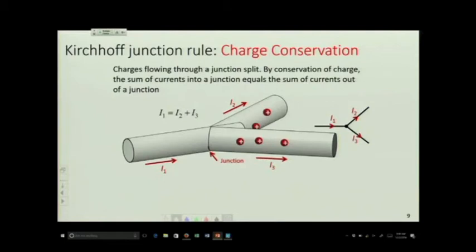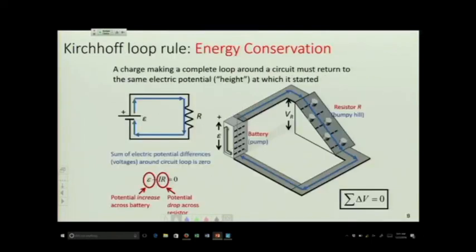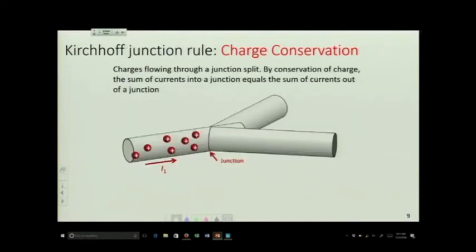Okay, now you know all of circuit theory. The sum of delta V around a closed loop is 0. Every current entering a junction is equal to the total current leaving a junction. These are collectively called Kirchhoff's circuit rules, named after the German scientist who came up with them. The previous one is called the loop rule because it applies to a closed loop. This one is called the junction rule because it applies to a point where current is coming in and going out.